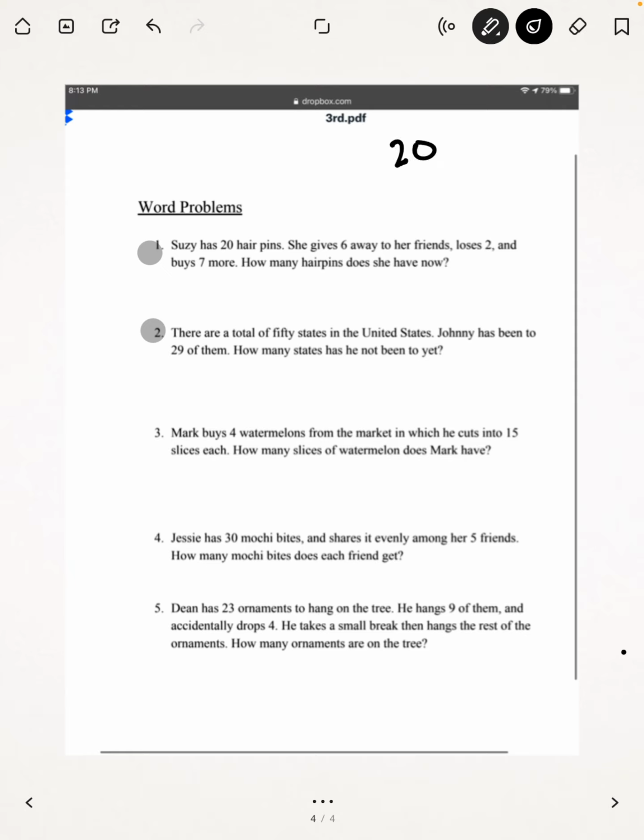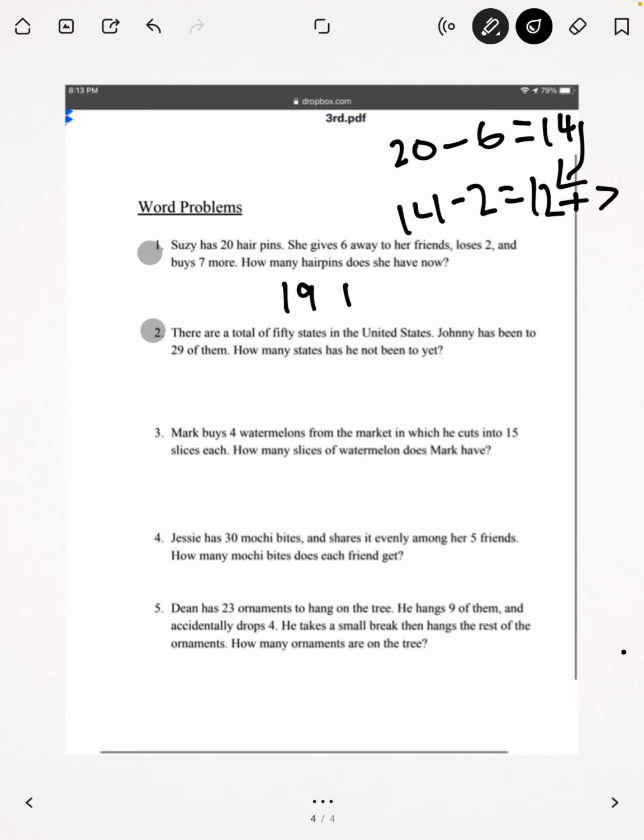So she has a total of 20 hairpins first. She gives away 6, so you subtract 6. Subtract it, equals 14. Then she also loses 2 again, so she has 14 right now. She loses 2, which equals 12. And she buys 7 more, so let's add 7 more. 12 plus 7 equals 19, so she has a total of 19 hairpins left.